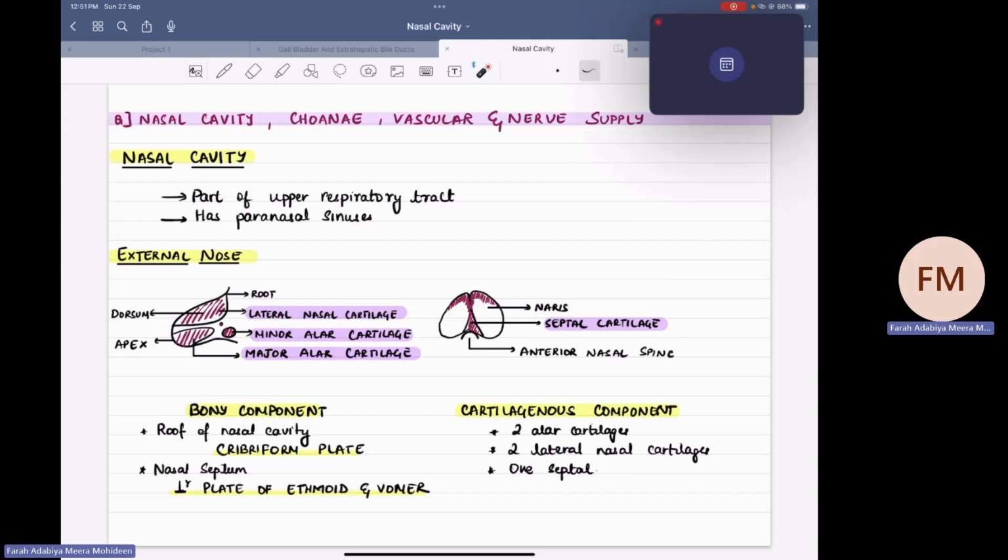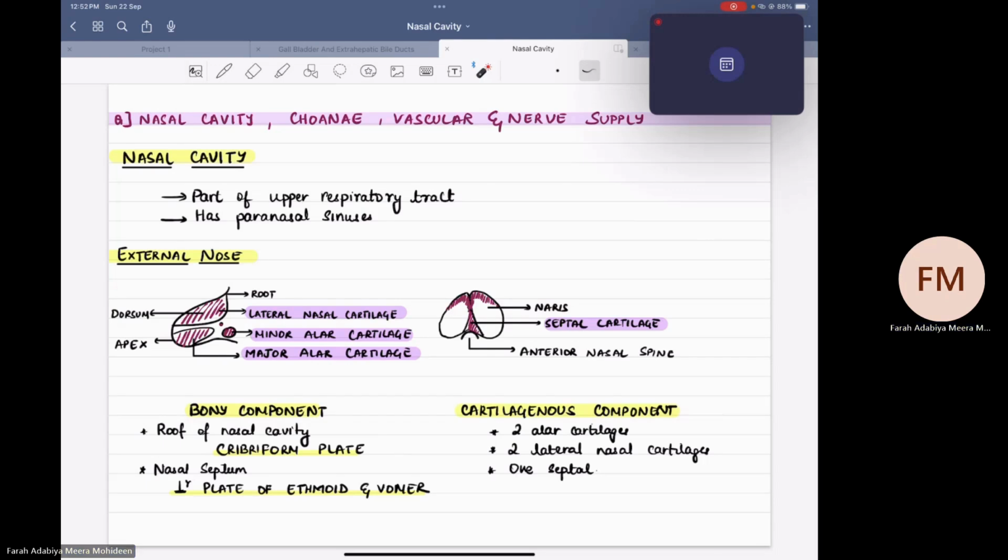That's all right. Now, your nasal cavity basically has two components. You have a bony component and a cartilaginous component. Your bony component, first, is your cribriform plate. It forms the roof of your nasal cavity, and it is where your olfactory bulb sits and your olfactory nerves pass through. Then you also have your nasal septum that has two bony components, which are the perpendicular plate of your ethmoid bone and your vomer as well.